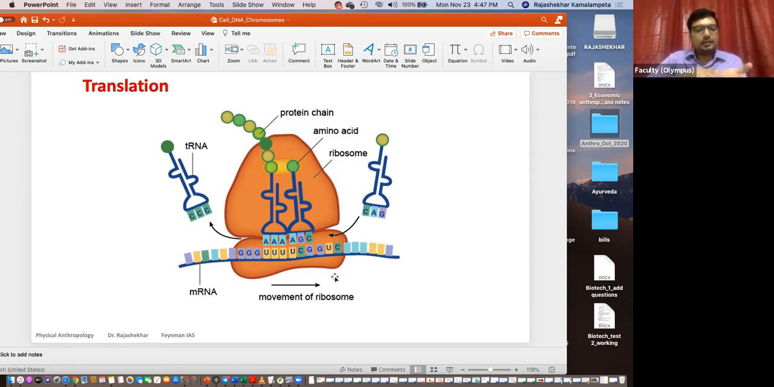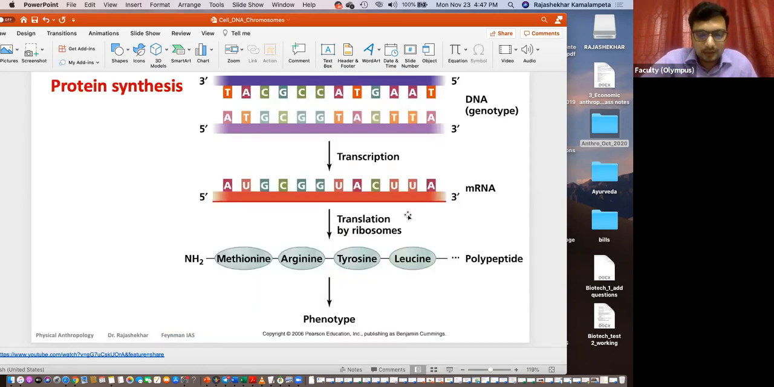As it is written on the mRNA, as you see here, we talked about mRNA: AUG, CGG. It reads AUG first, then CGG, then UAC, then UUA. It reads words like that. For every such word there should be a corresponding amino acid, because proteins are made up of amino acids. For AUG, we have an amino acid called methionine. For CGG, we have an amino acid called arginine. Like that, for every word there is a corresponding amino acid.